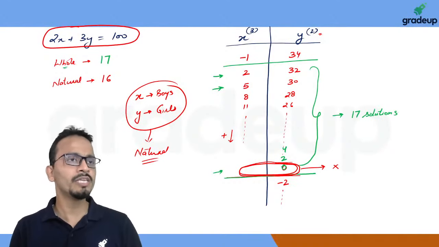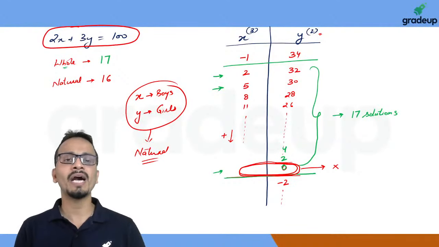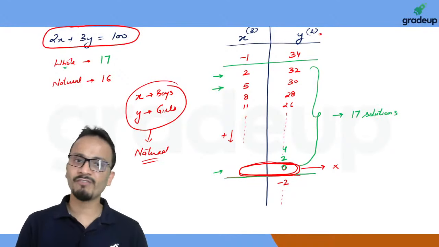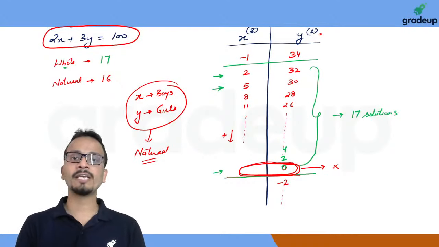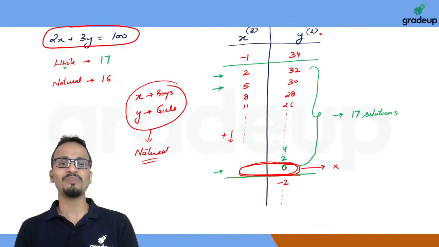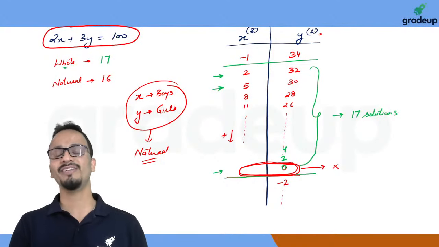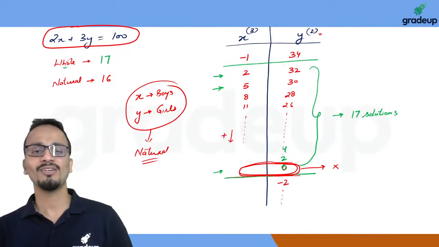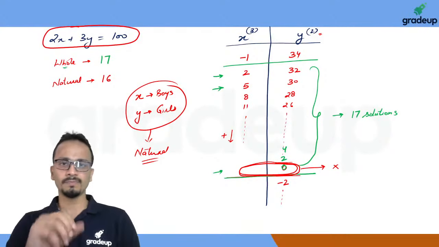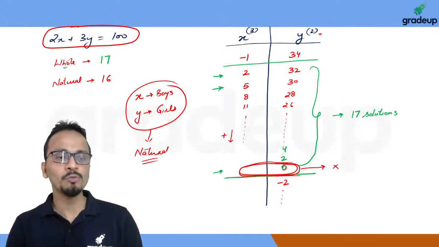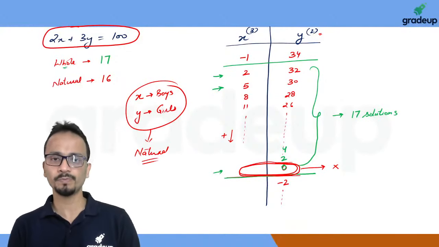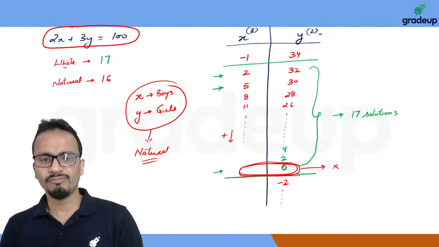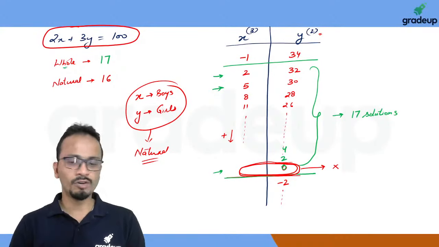This is how we proceed in such questions. Instead of boys and girls, they may say that x and y are the number of 5 rupee coins and the number of 10 rupee coins. Again, the number of coins cannot be negative and cannot be a fraction. I cannot give you half a coin. I cannot break that. So this is how we have to proceed in such cases, and this is where it will help you.